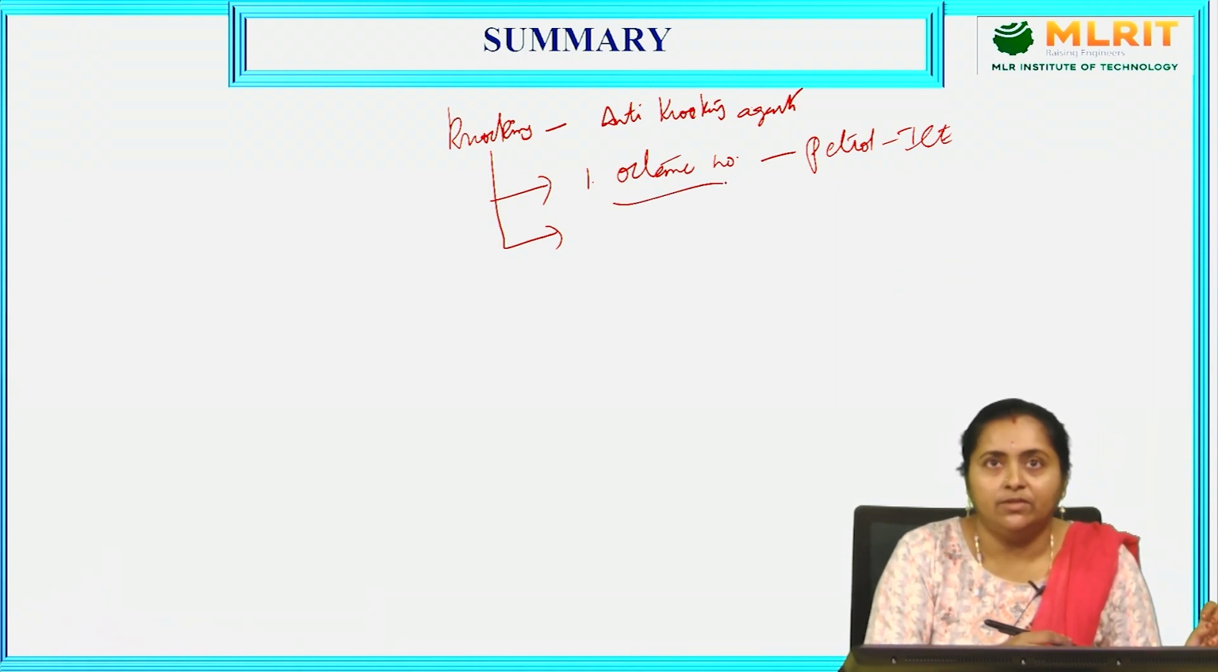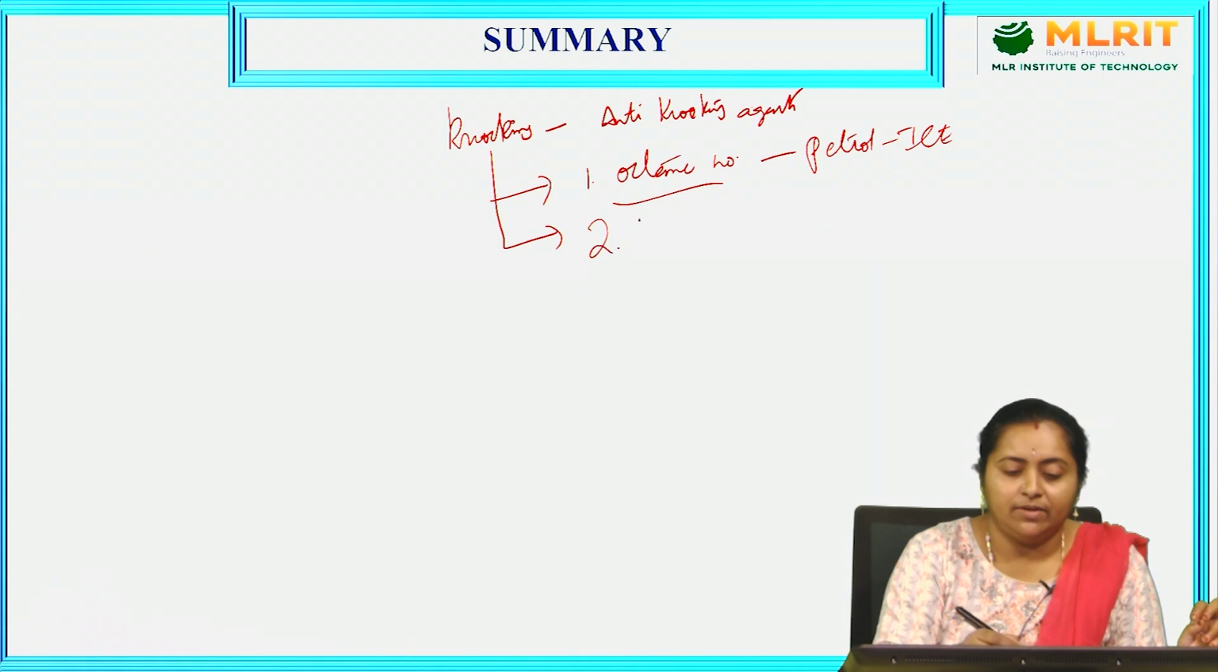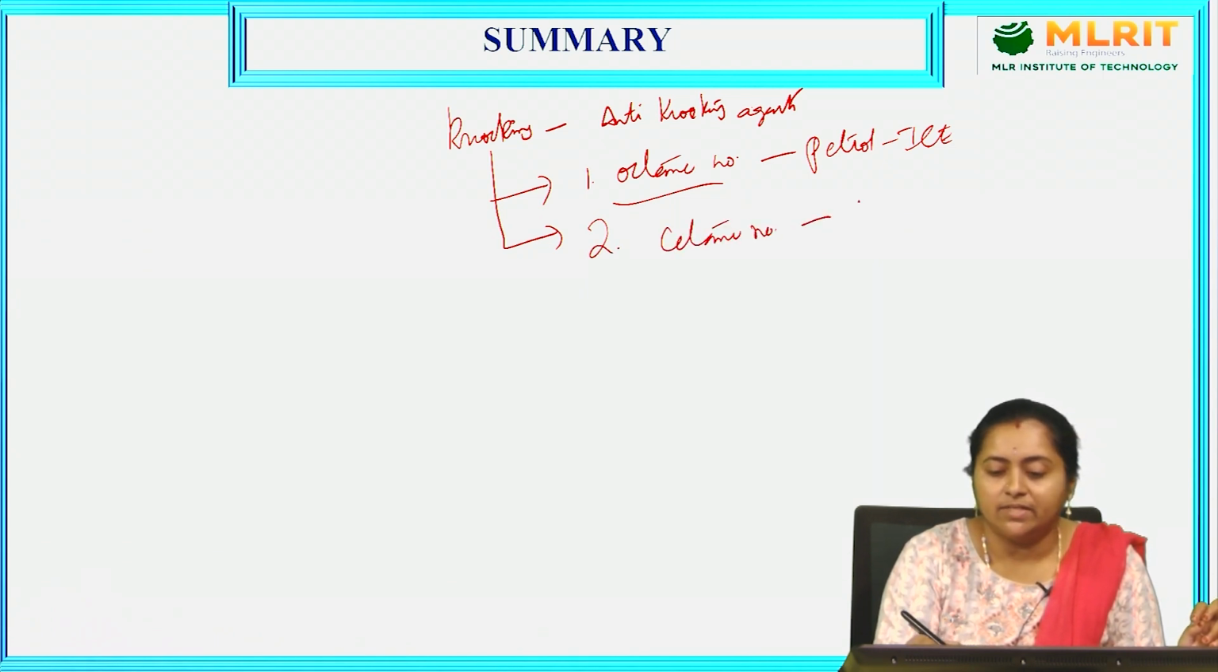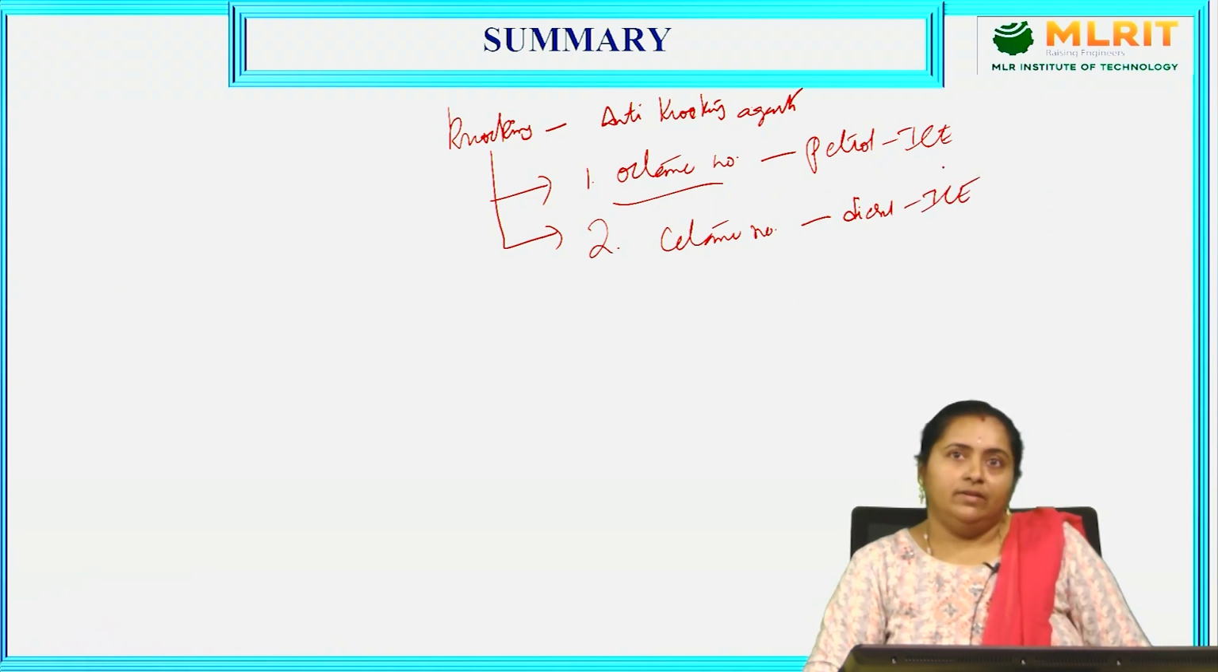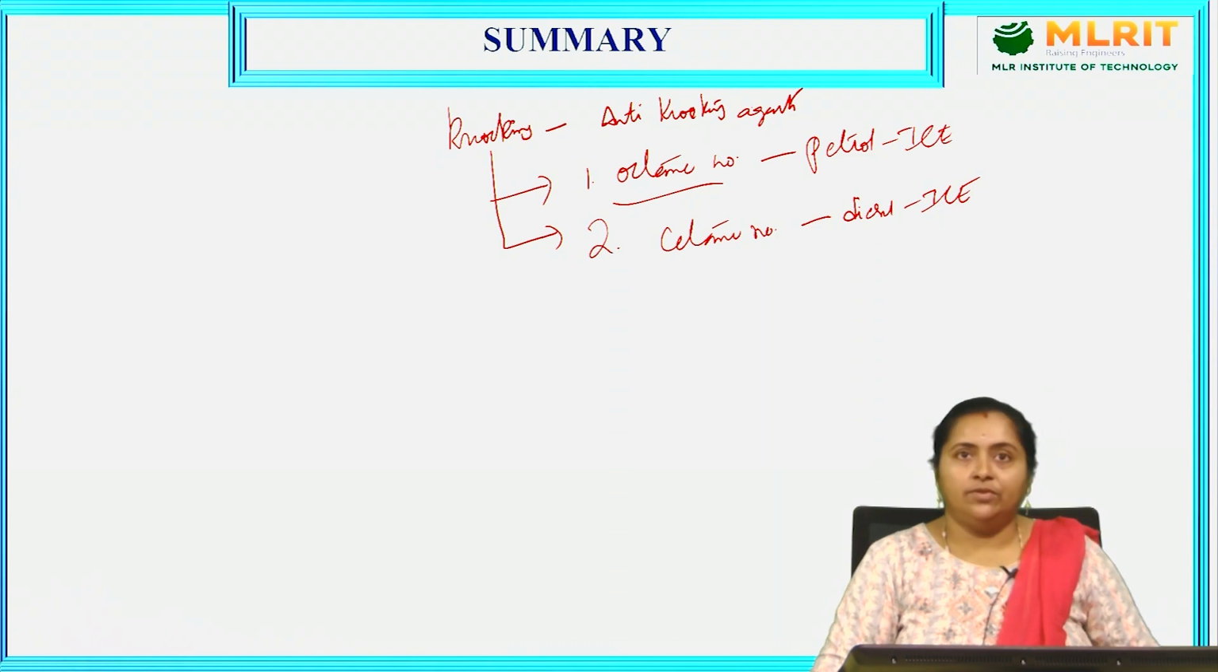This is purely due to pre-ignition. And the second one is the cetane rating. The cetane rating or cetane number exists for diesel based ICEs. For this also we have a clear explanation of the concept using one example, that is n-hexadecane, that is cetane, and 2-methyl naphthalene. So that's all for today's class.